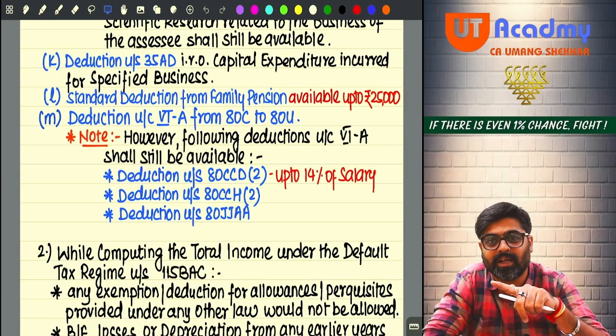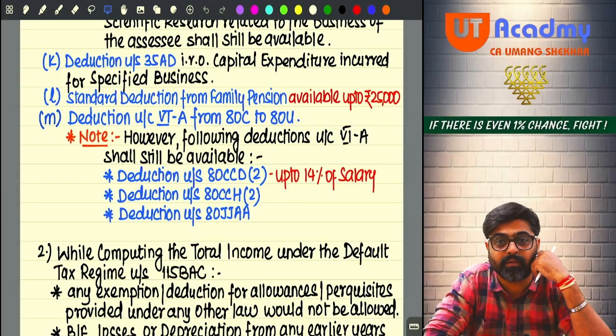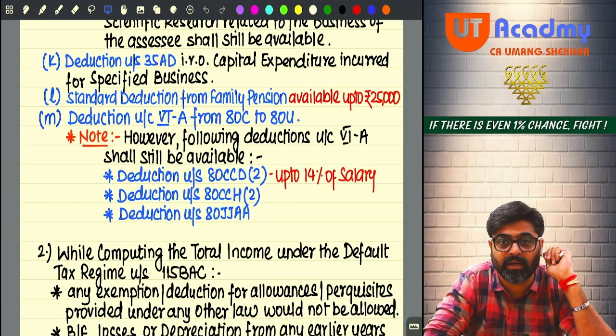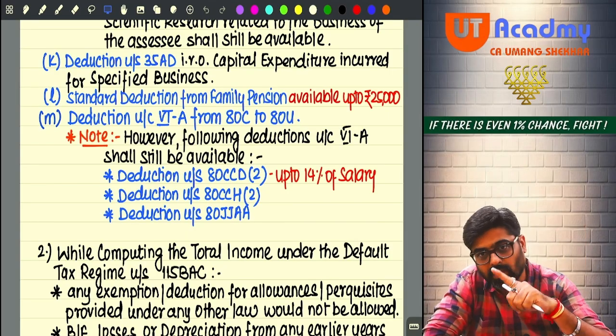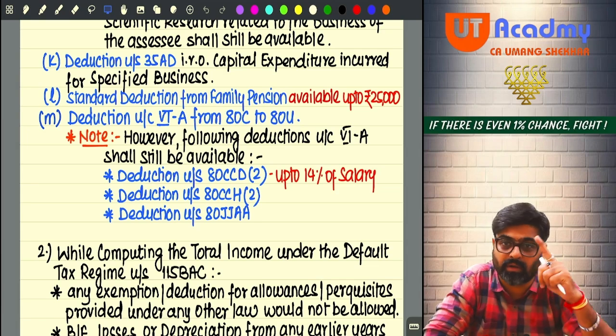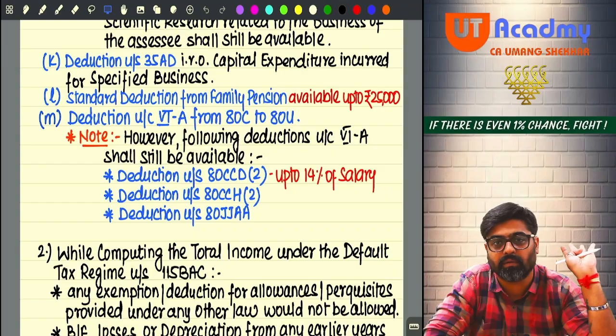Then 80CCH(2), the government's contribution to the Agniveer Corpus Fund. Fully allowed. First taxable as your salary, then fully allowed under 80CCH(2). Allowed here also. Then 80JJAA, additional employee cost, 30% of that for 3 consecutive years. Allowed there also, allowed here also. Other than these 3 deductions, you cannot claim any other Chapter 6A deduction. All the Chapter 6A deductions are gone. Okay.